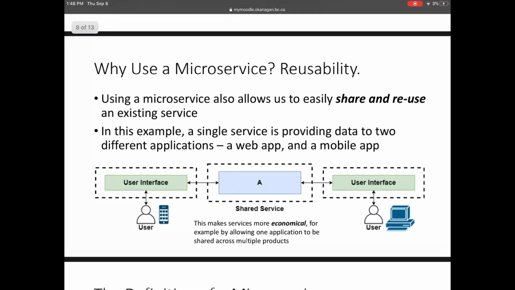Another part is reusability. Say you created a microservice, once again, like a payment processor. Now it could be used by different businesses just because it's a completely different unit. It's not a part of the code that is a big application. It is just a service which can be reused by other services.